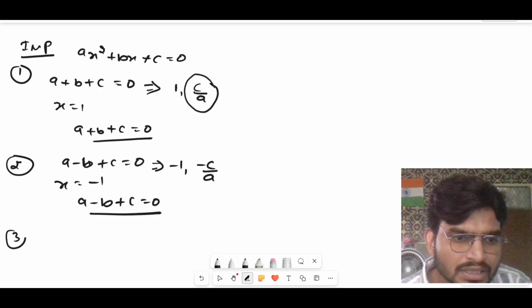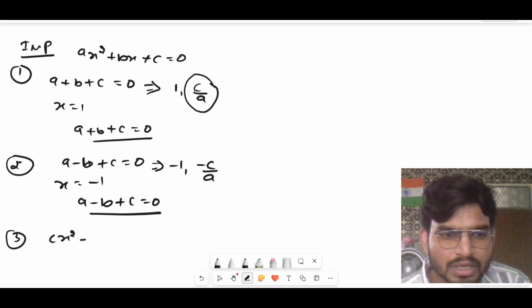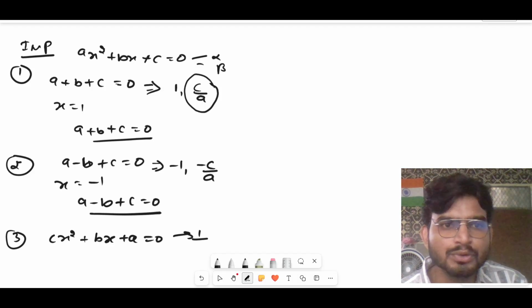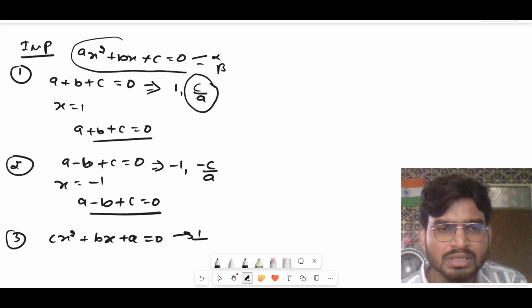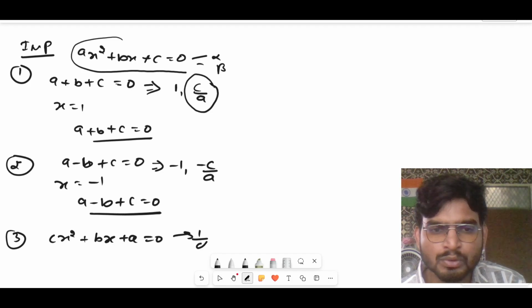And the third one: if the roots of the equation ax square plus bx plus c are alpha and beta, then the roots of the equation cx square plus bx plus a will be 1 upon alpha and 1 upon beta.